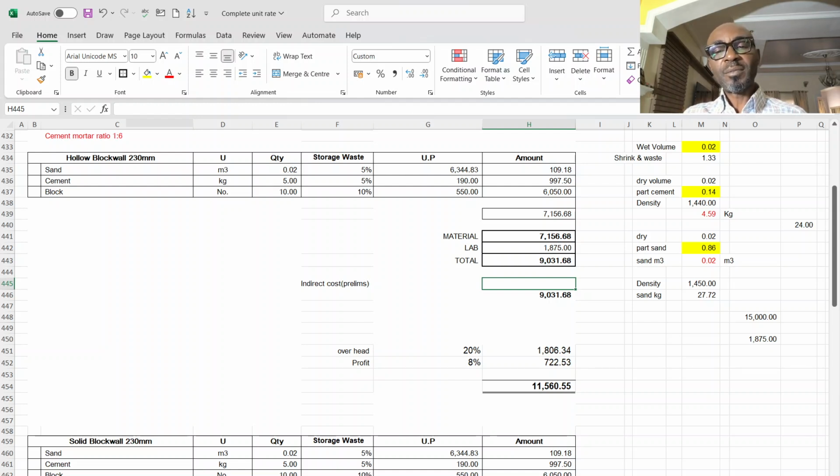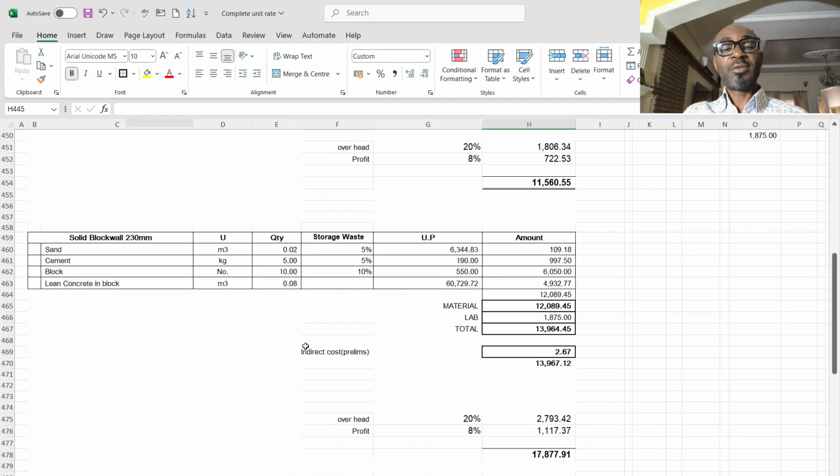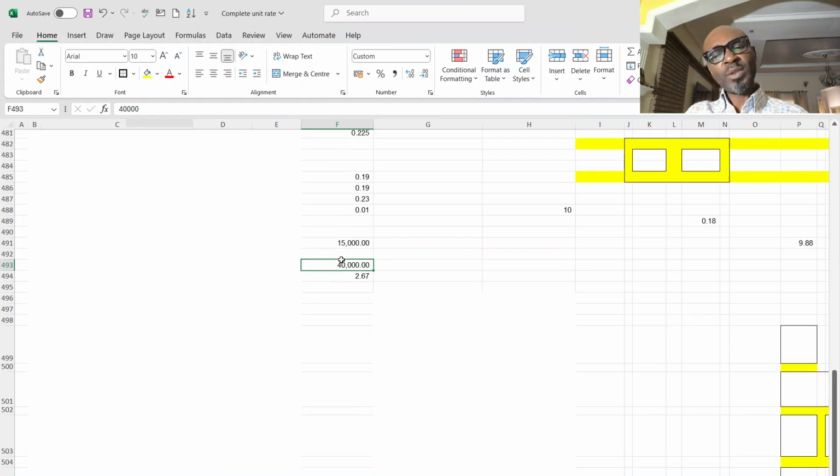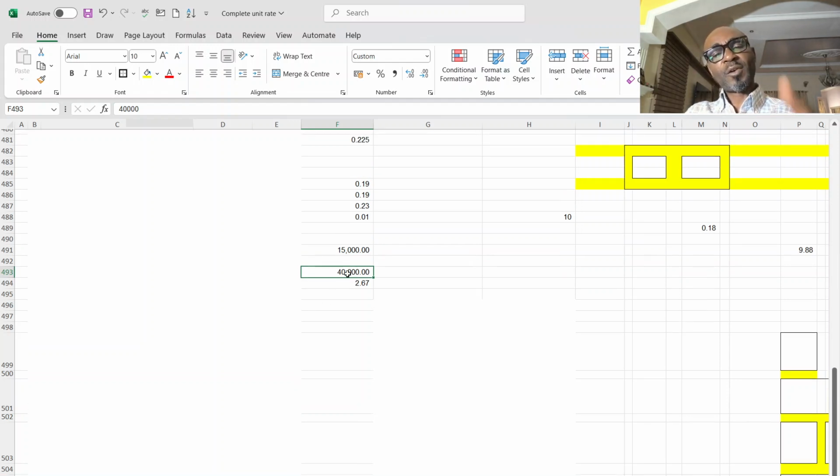So having built up those indirect costs, say you have 10,000 square meters of blocks to lay, and let's even say you have 15,000 square meters of blocks to lay. You have built your indirect cost. The cost that you will incur in terms of indirect is 40 million.